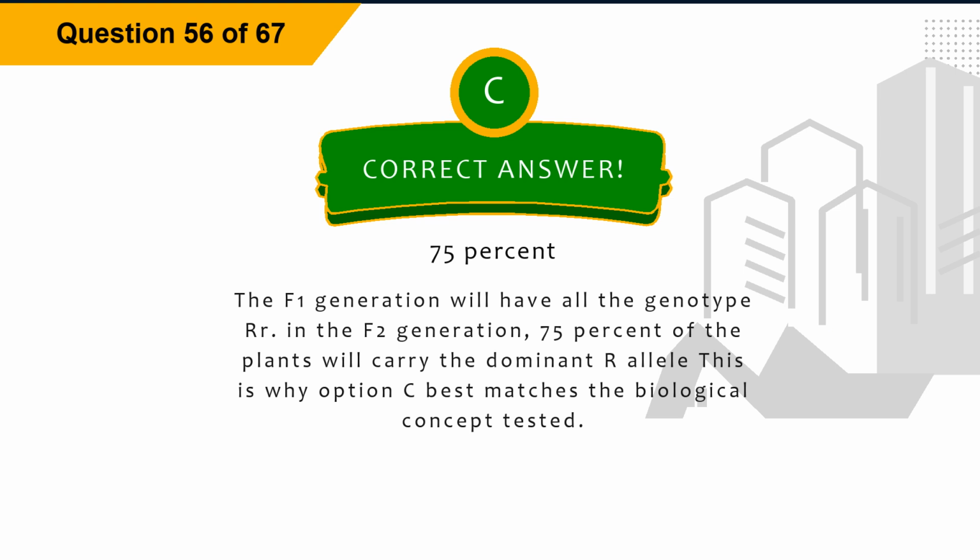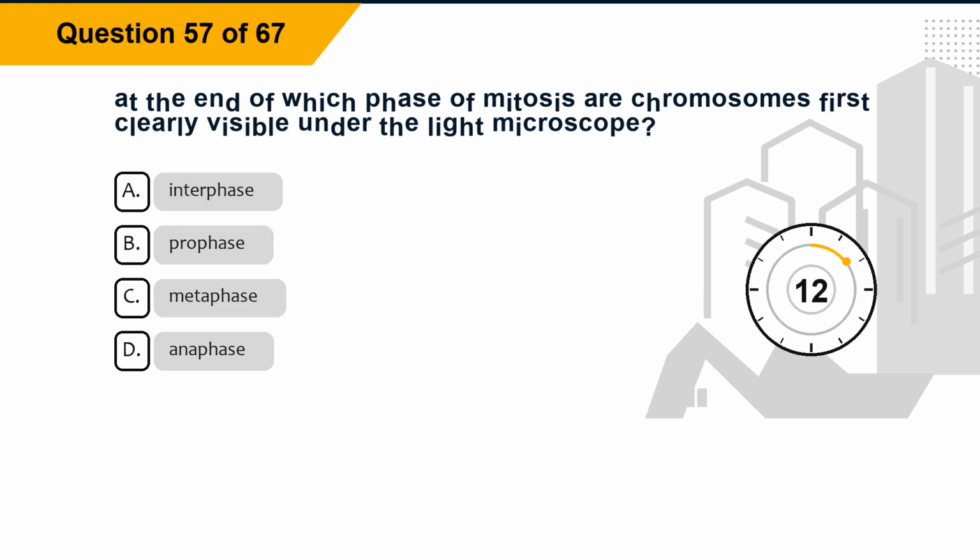The correct answer is option C, 75%. Explanation: the F1 generation will all have the heterozygous genotype. In the F2 generation, 75% of the plants will carry the dominant allele. This is why option C best matches the biological concept tested. Question 57. At the end of which phase of mitosis are chromosomes first clearly visible under the light microscope? Option A, interphase.